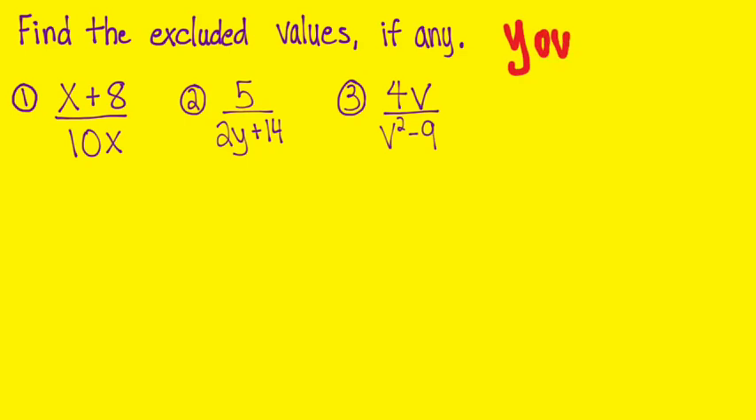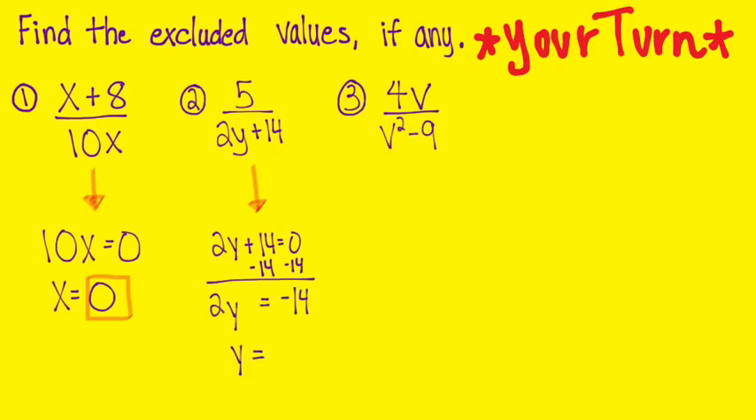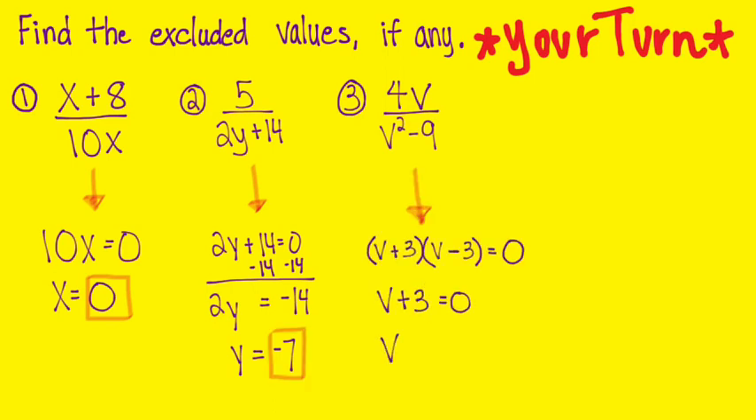So on the first example, it's kind of obvious that you cannot have x be 0. On the second one, I could first factor, but I'm going to just solve, and I know the only value it can't be is -7, right? On number 3, I'd have to factor first, but I could have just solved this by reading too, that the only values it cannot be are plus or minus 3.